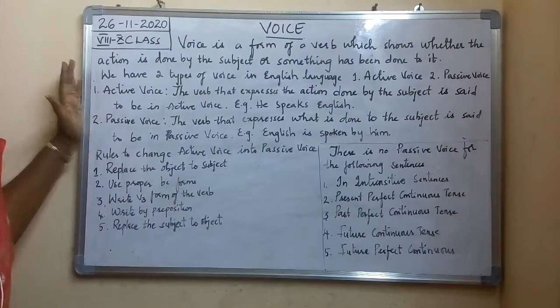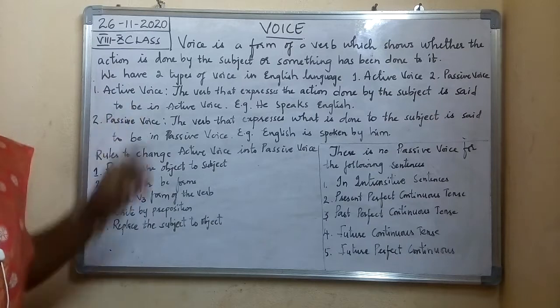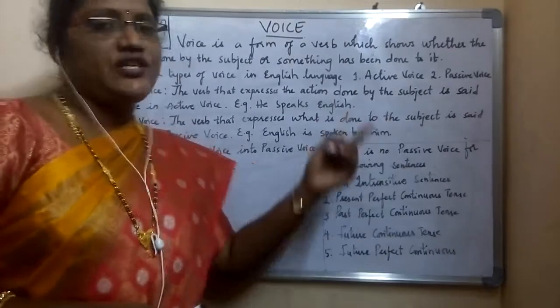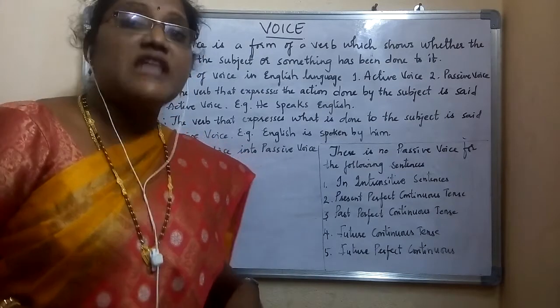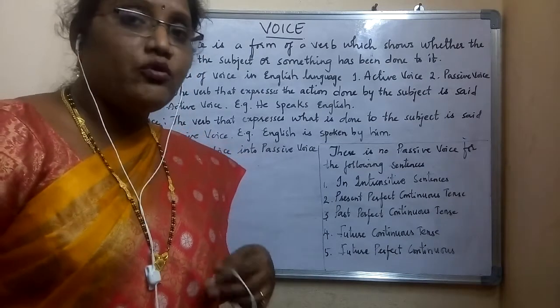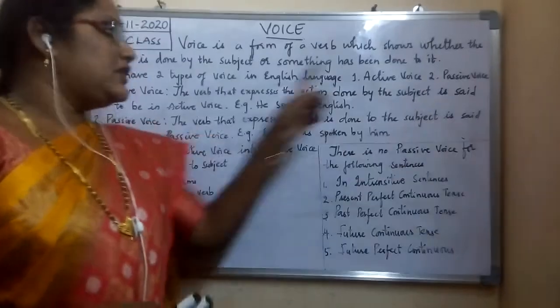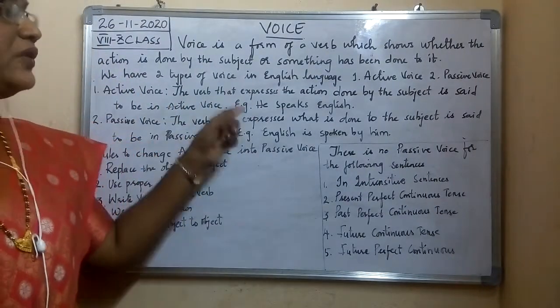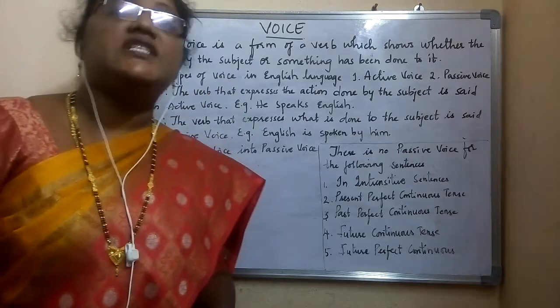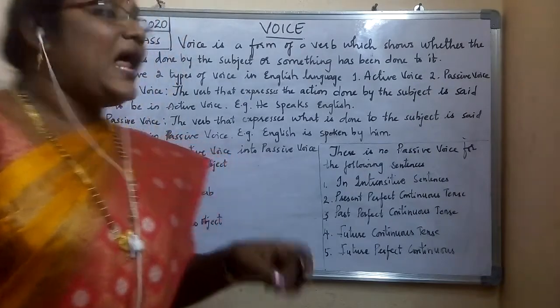Okay. Now, what is active voice? Active voice means the verb that expresses the action done by the subject. The verb which is expressing the action which is done by the subject is said to be in active voice. What is called active voice? The verb that expresses the action which is done by the subject is called active voice.